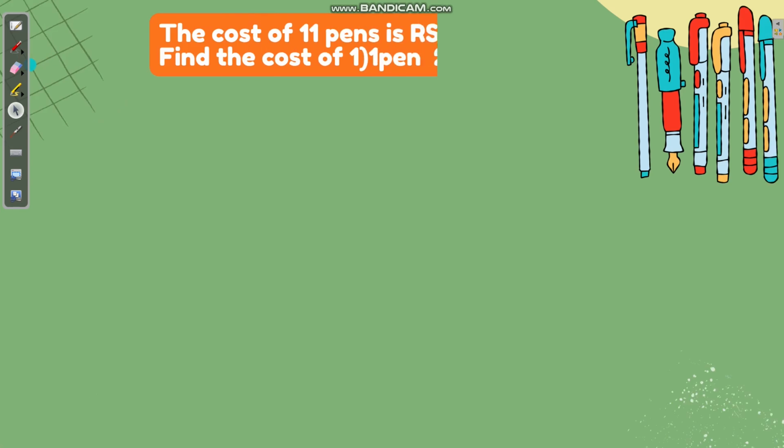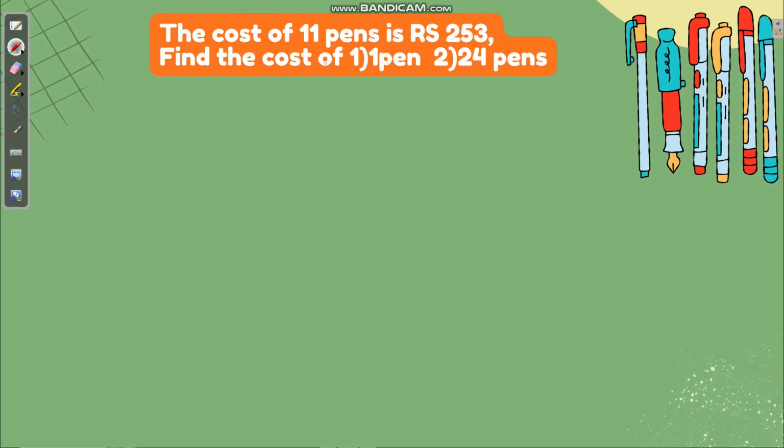Let's solve one more question and understand how to use this unitary method. This question says the cost of 11 pens is rupees 253. Find the cost of 1 pen as well as the cost of 24 pens. So let's write down what is given. So 11 pens, the cost is 253. Let's find the cost of 1 pen. We don't know right now.